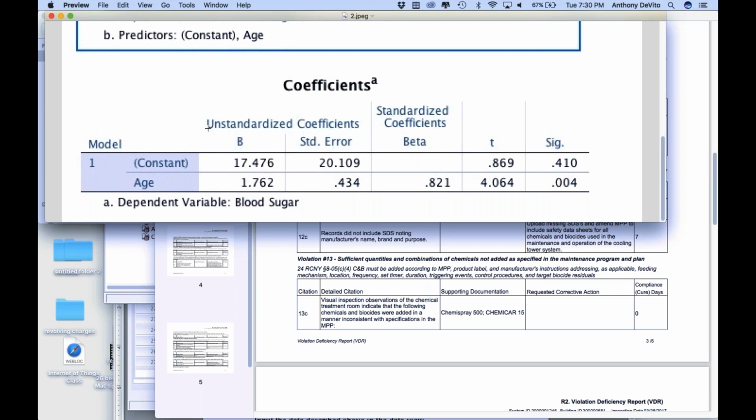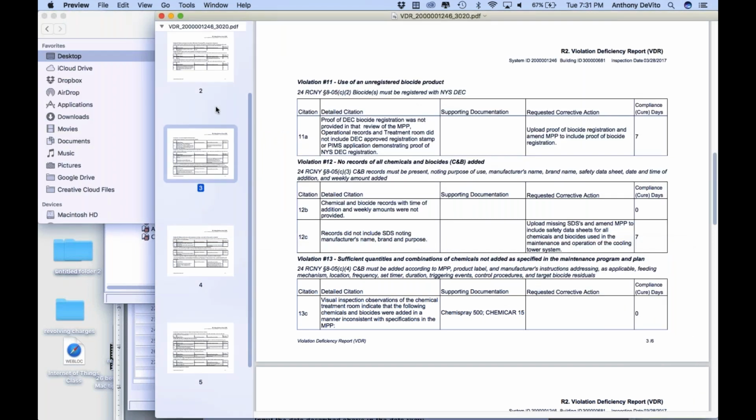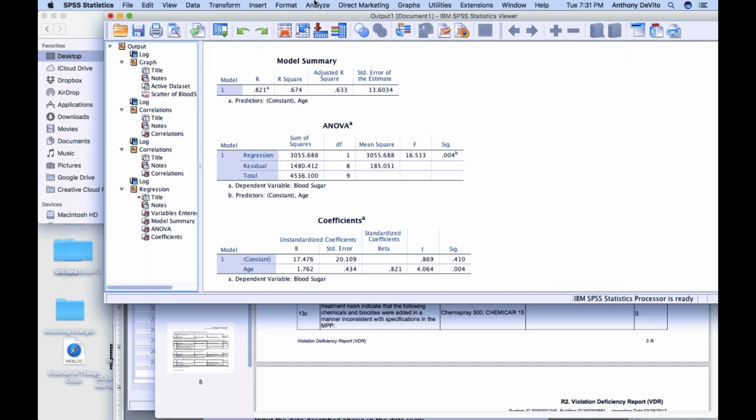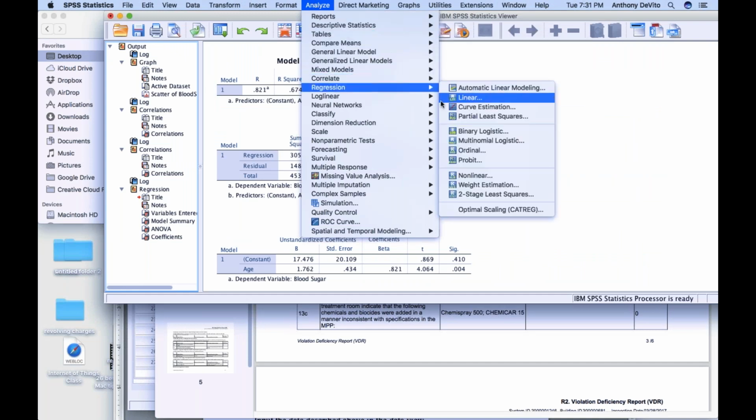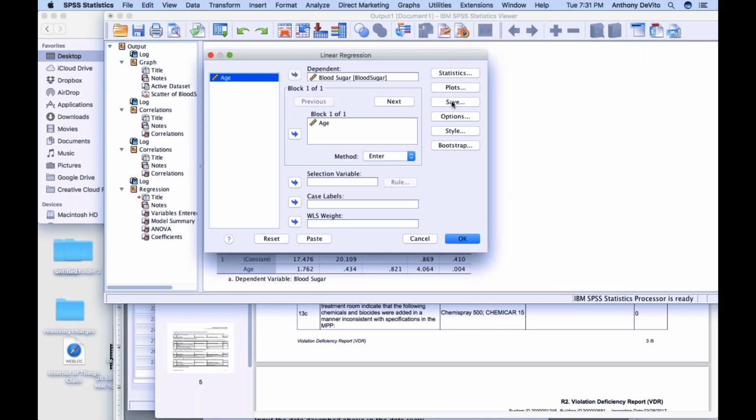So now the next thing I want to take a look at is that we can go back and look at each person that was in this study and see how well we predicted their blood sugar based on their age. I'm going to go back into SPSS. I'm going to go to Analyze, Regression, Linear, Age.